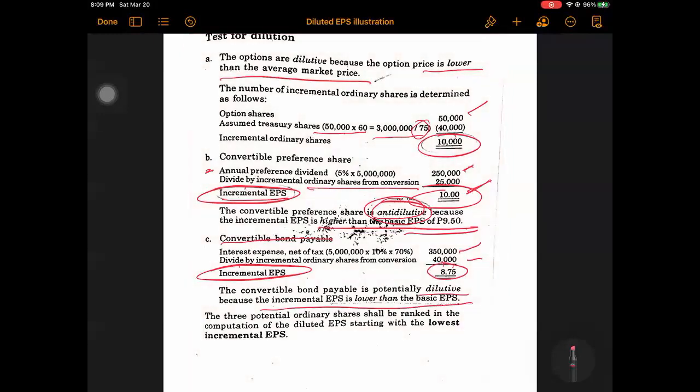So, the three potential ordinary shares are to be ranked in the computation of the diluted earnings per share starting with the lowest incremental earnings per share. So, if ato silang i-rank, automatic this is rank number 1, di ba? As long as kung dilutive na siya, automatic rank number 1 na siya. So, based on the incremental earnings per share computation, kisay next nga lower, that's 8.75. So, number 1 si options, number 2 si bonds payable, number 3 si convertible preference share. Sir, on si application anang ranking niya. Okay, tanaw na to on si application sa ranking.